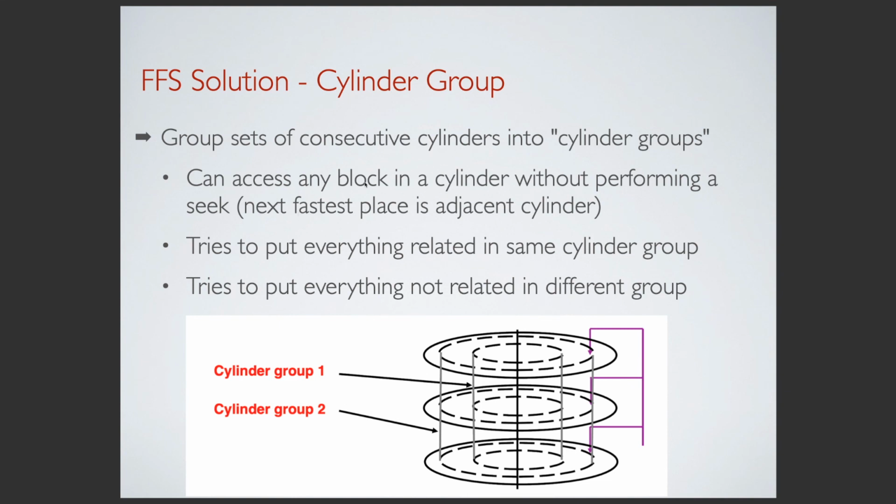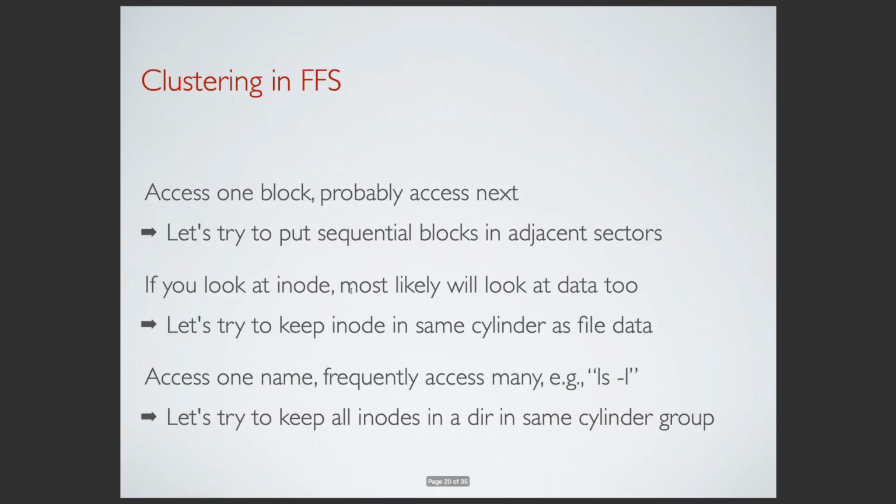So if you do that, you're going to create what we call cylinder groups. And the idea is that you can read many blocks without actually performing a seek. You can try to put everything that is related into the same cylinder group, and put everything that is not related in another group. So what does that mean? What does it look like?